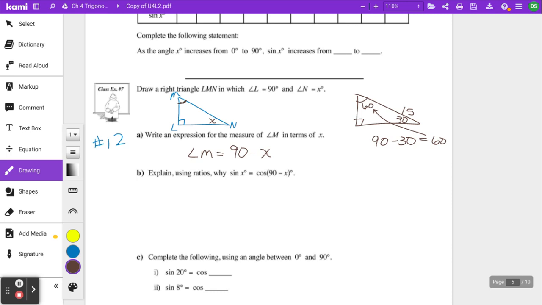Now then it says, explain why using ratios that the sine of x is equal to the cosine of 90 minus x. Okay, so right here, I want you to say, this is sine of n. How come that is going to be equal to the cosine of angle M? Is that true? Now let's just think about that. Is the sine of one angle equal to the cosine of the other angle? Of course, not the 90. That's what that says. It says that the sine of one angle is equal to the cosine of the other angle. Let's go see if it's true.